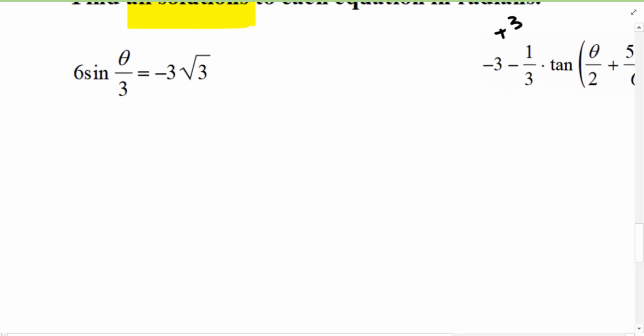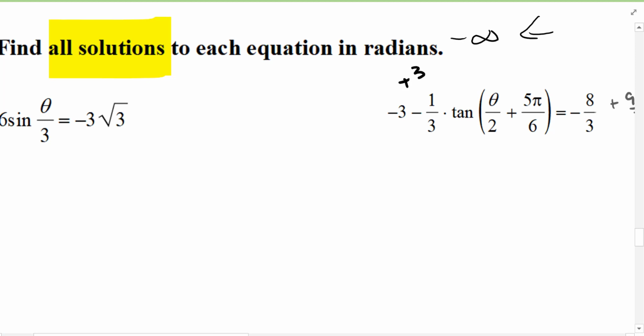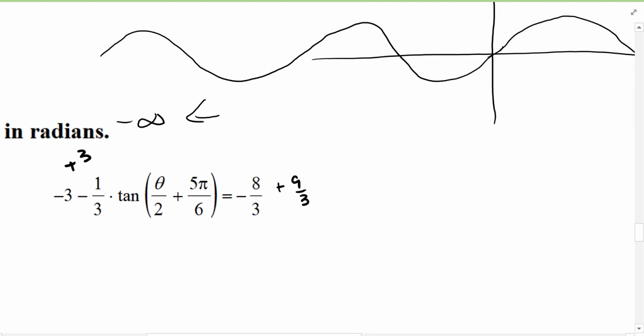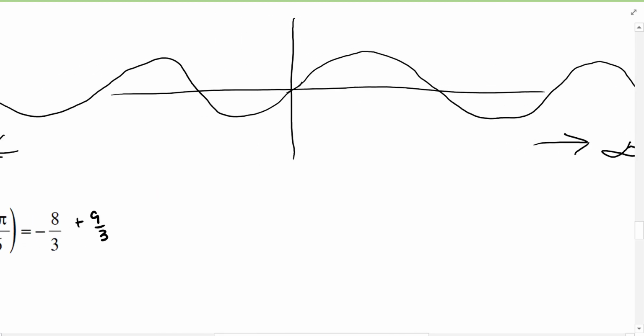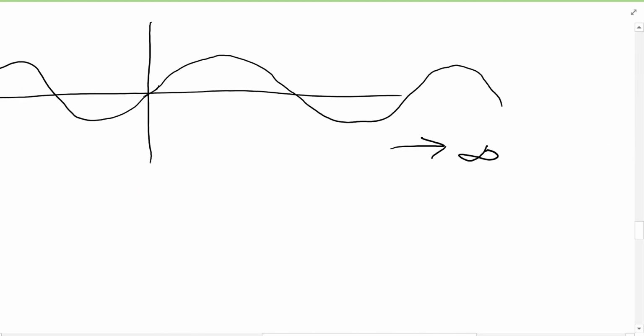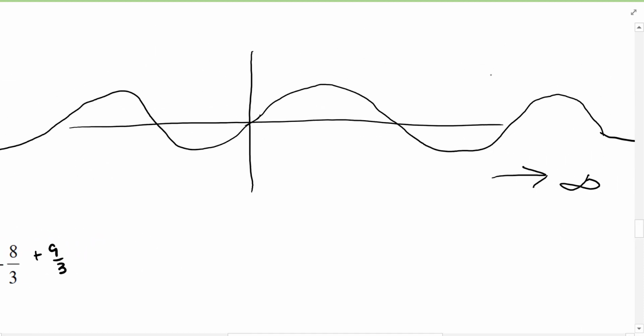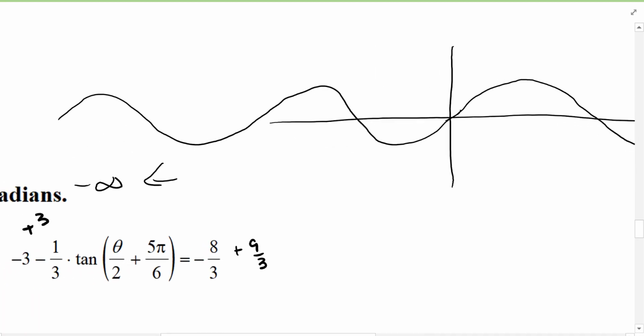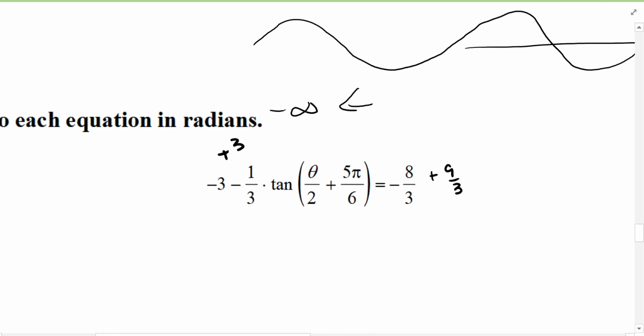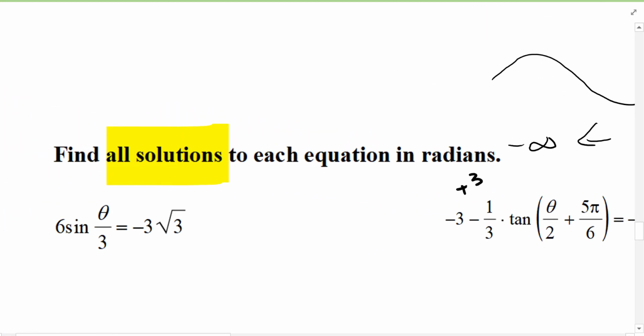Okay, this is going to get a little bit dicey or confusing. Now it says you need to find all solutions to each equation in radians. And what they mean by that, if you can remember, is that the trig functions, when you graph them in Desmos, go on infinitely in both directions, right? So if this is the sine function, it goes on from positive infinity to negative infinity. And so when it's saying find all solutions, that's what they mean.